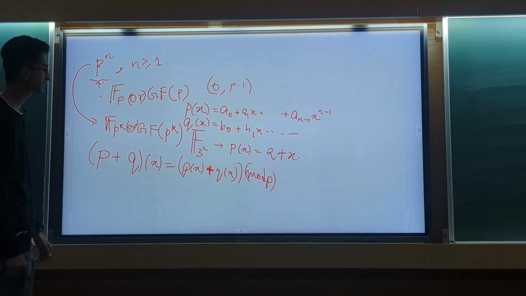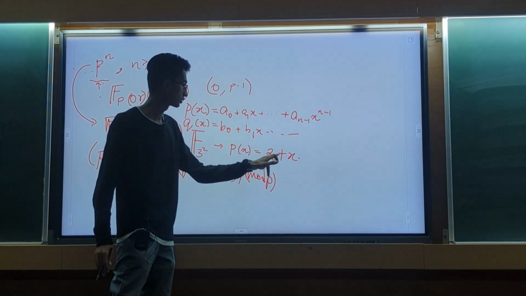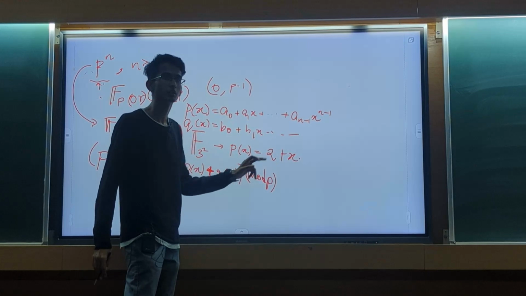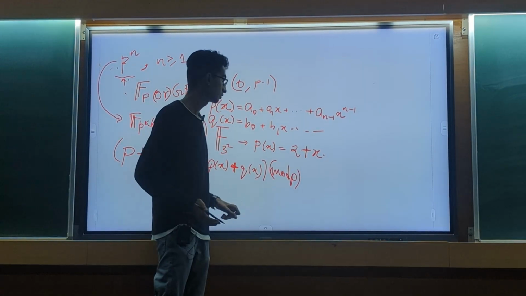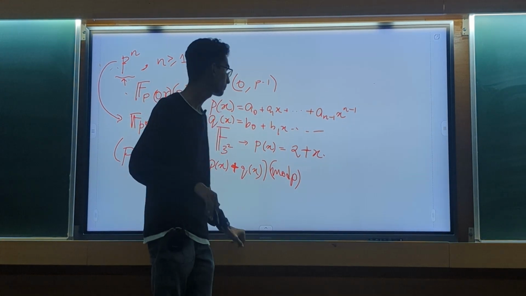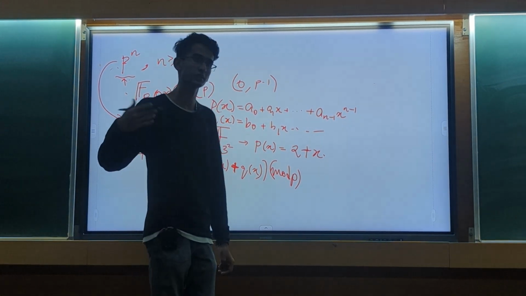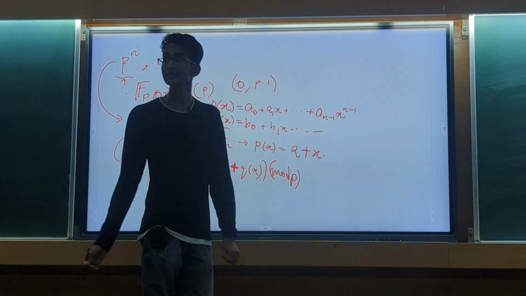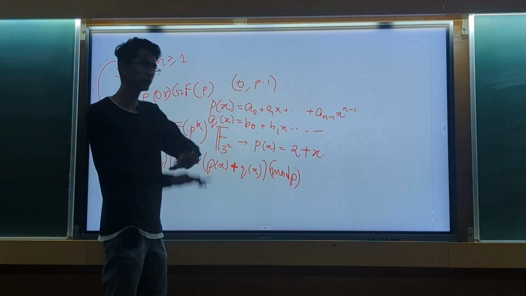And that's an example. 2x plus 1 was an example. 0 is also an example, 1 is also an example, 1 plus 2x is also an example. Does that make sense? All of those.